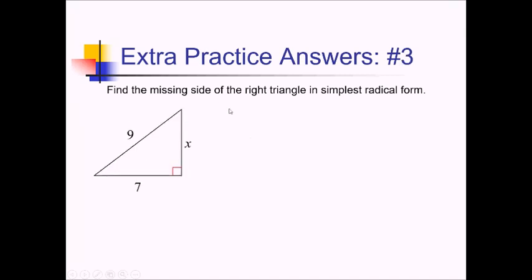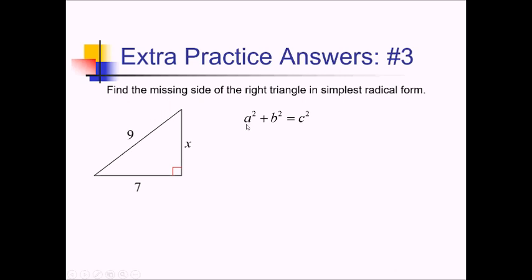For this problem, I want to find this missing side. Since this is a right triangle, and I've already got two sides, let's use the Pythagorean Theorem. A squared plus b squared equals c squared. So the c value is going to be across from the right angle. So here's our right angle, here's the side across from it, the hypotenuse. That 9 is our c value, and then 7 and x are the a and the b, or vice versa.